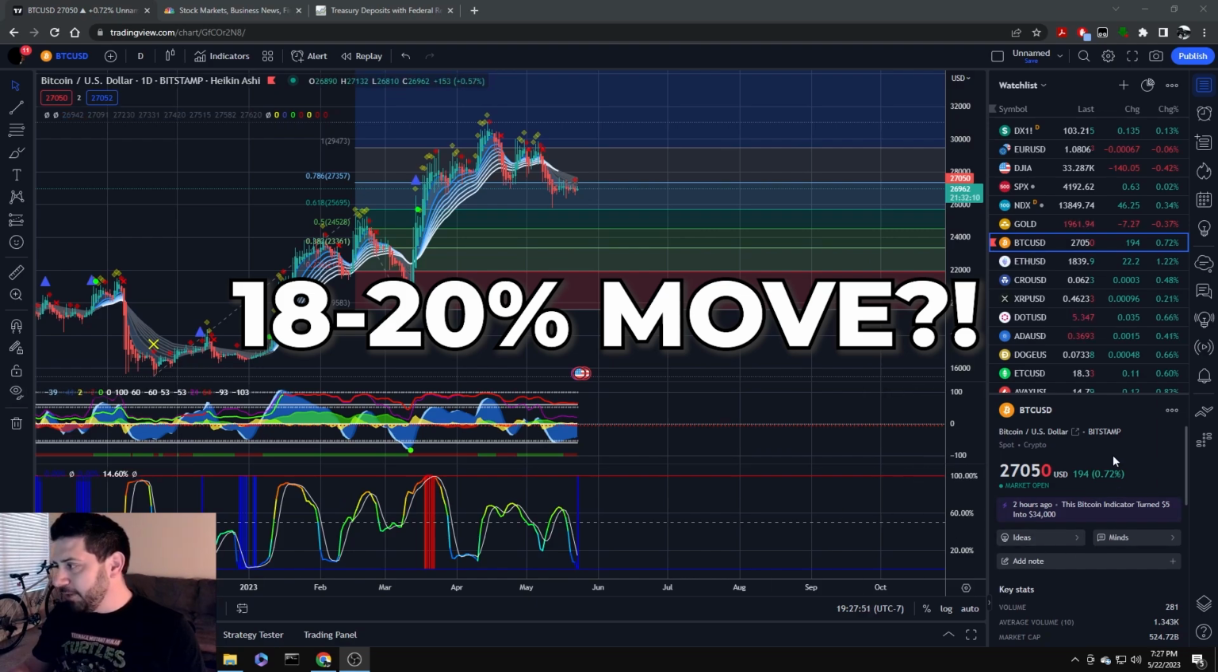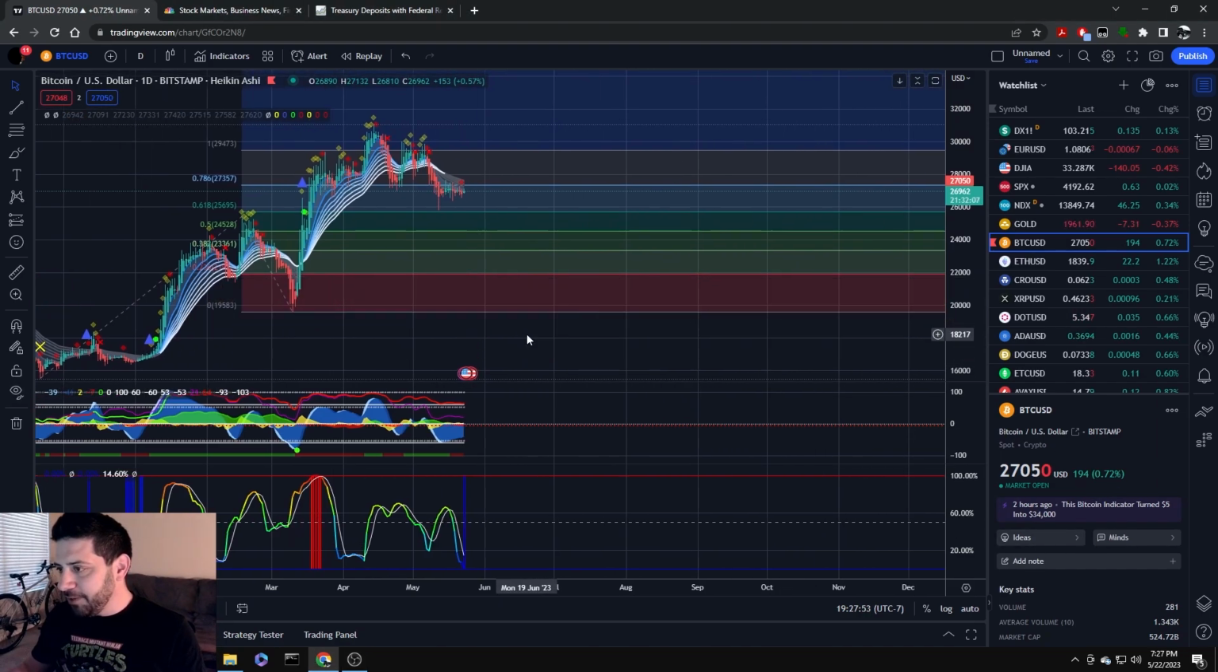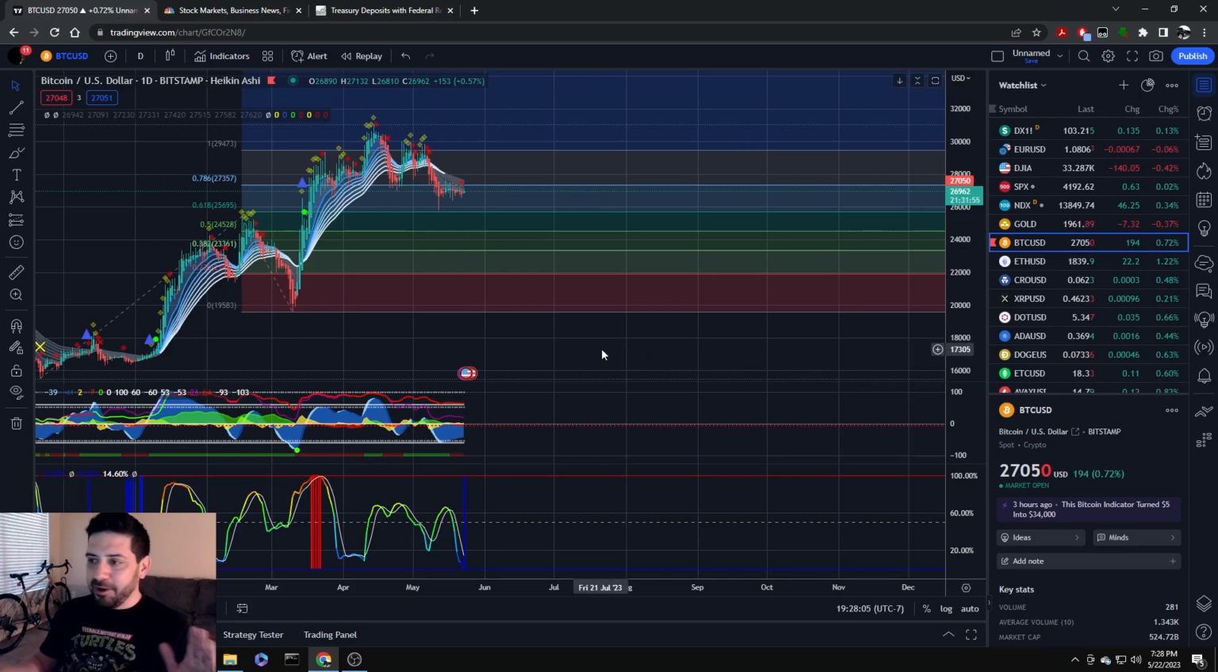Bitcoin. Now, my mistake, I got a little excited. I made it seem like that 20% move happens all in one day. It starts today. This is when the 20% move begins. It triggers it. But that whole move takes about 18 to 20 days.